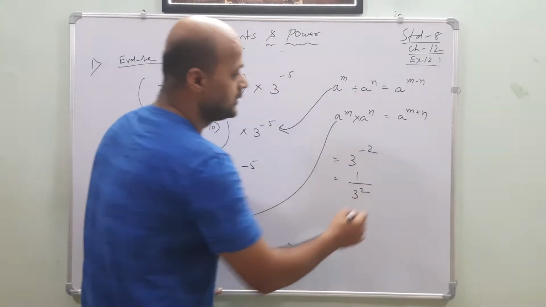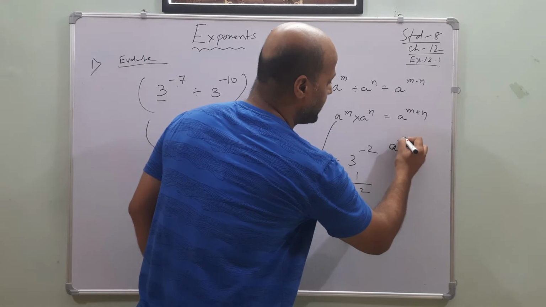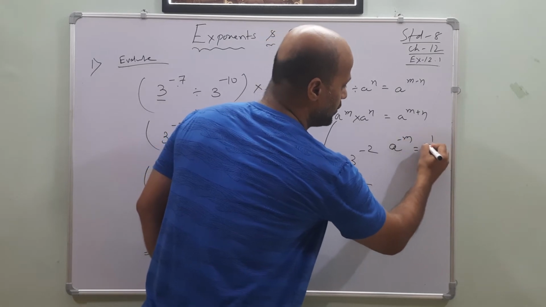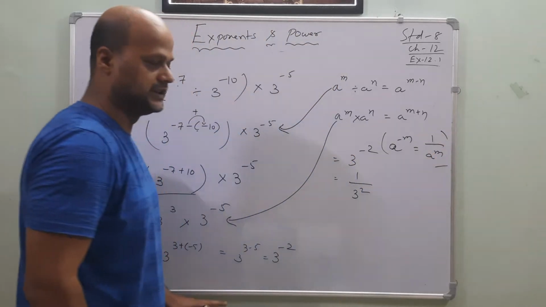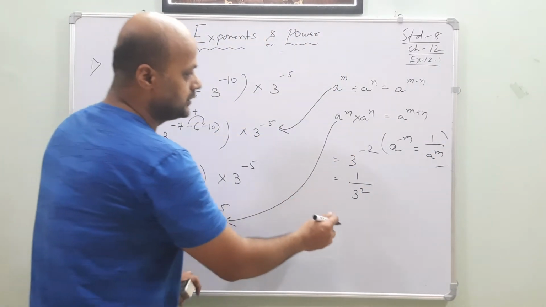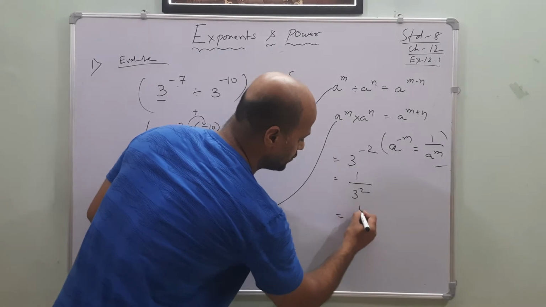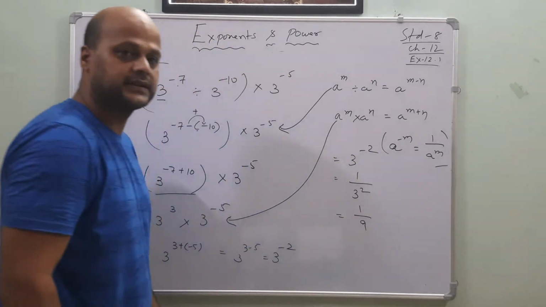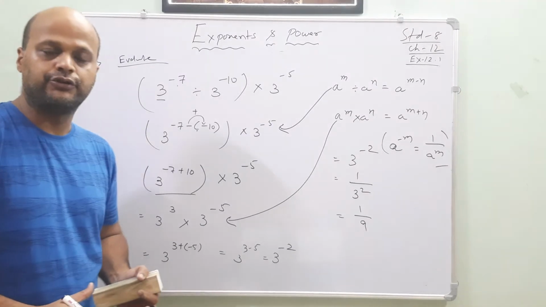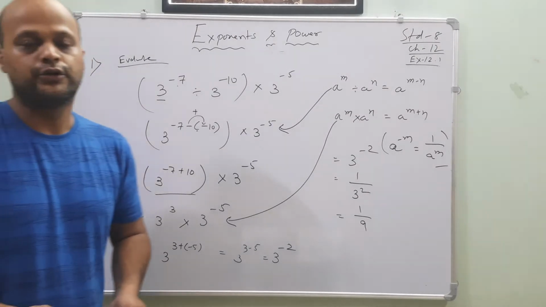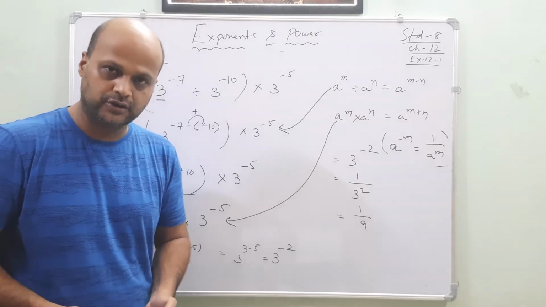What is the formula? x a power of minus m is equal to 1 by a power of m. See how the formulas are used in this equation. So it comes in this manner. How much is it? 1 by 9 is the answer. Understood? In this manner you have to solve the question given in your books or whatever question comes in your exam. Understood, my dear friends?